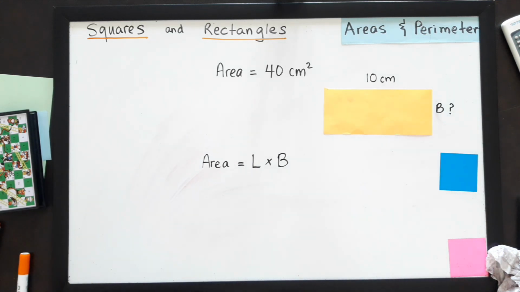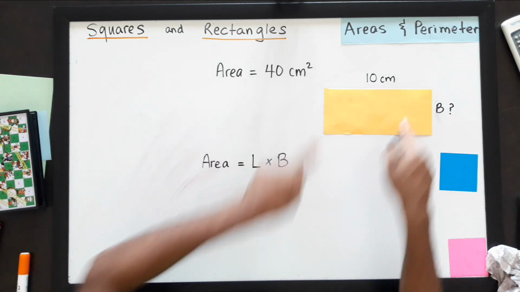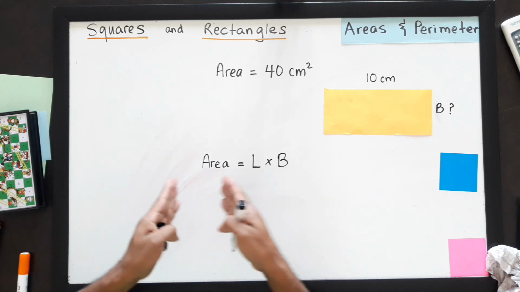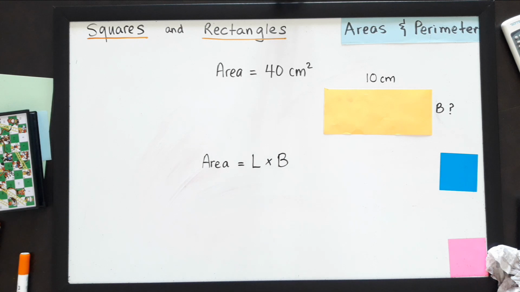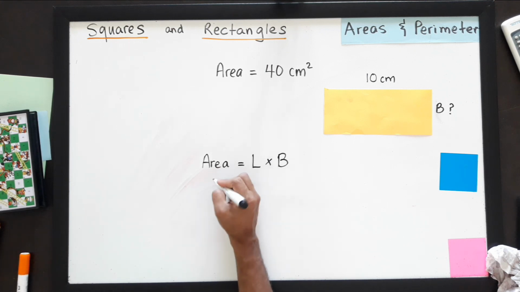So it's a kind of backwards question. I give you the area. Usually you have to calculate the area, but now it's given to you. And I'm asking you to find the breadth. Well, let's try this question. This is the formula for the area of a rectangle. Alright, so let's plug in what we have. How much is the area?